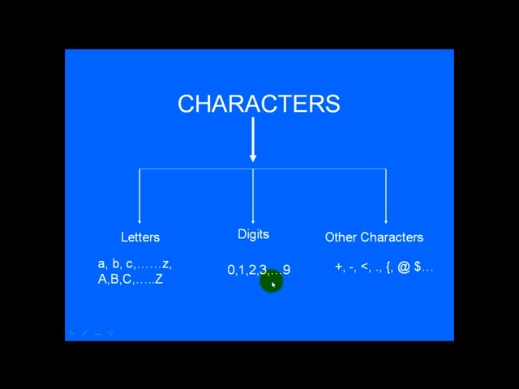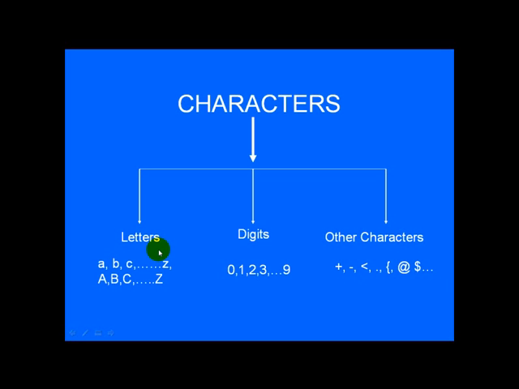Now digits. What are digits? Digits are basically the numeric symbols, numbers 0, 1, 2, 3 up to 9. So the total number of digits is 10. Other numbers are formed by using these digits. Then we have other characters. Other than letters and digits, all are other characters: plus, minus, less than, dot, comma, curly braces, at the rate, and so on. All these are other characters.